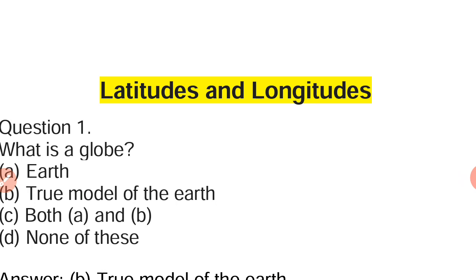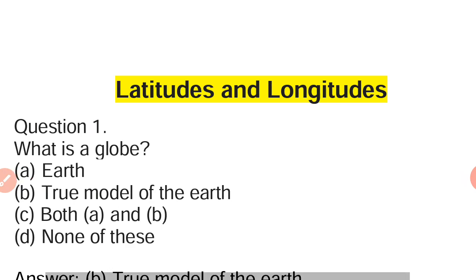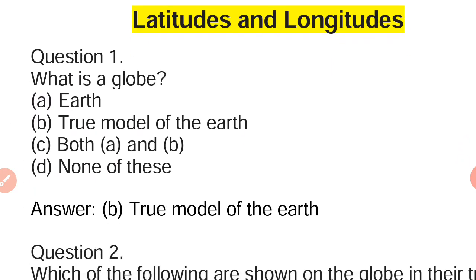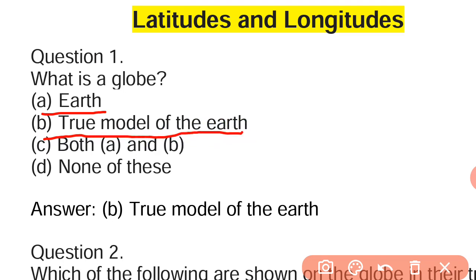Question number 1, what is globe? Option A earth, option B true model of the earth, option C both A and B, option D none of this. Right answer is option B true model of the earth.